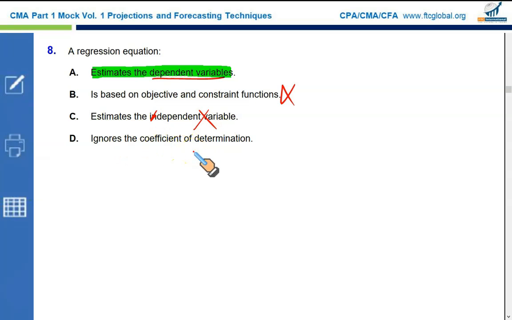It ignores the coefficient of determination. As I said earlier, the coefficient of determination is a statistical measure which we use to evaluate the results of regression analysis. If the coefficient of determination is closer to 1, then the results are very much reliable, very much dependable.